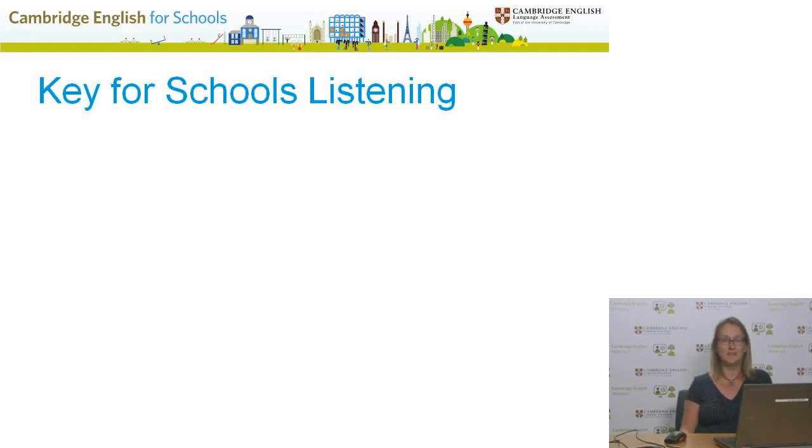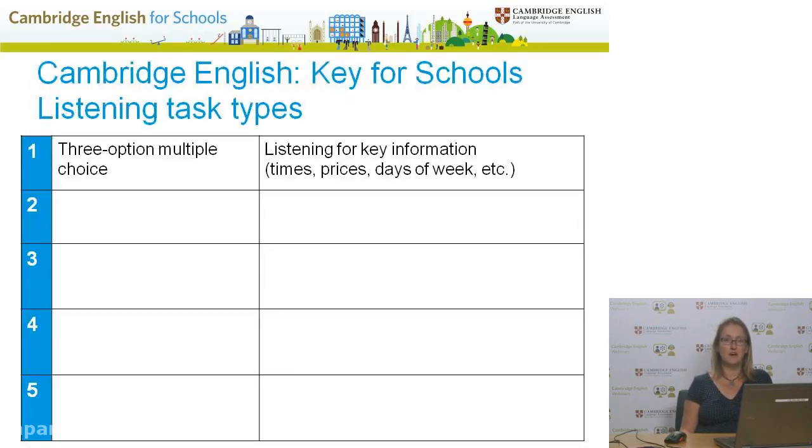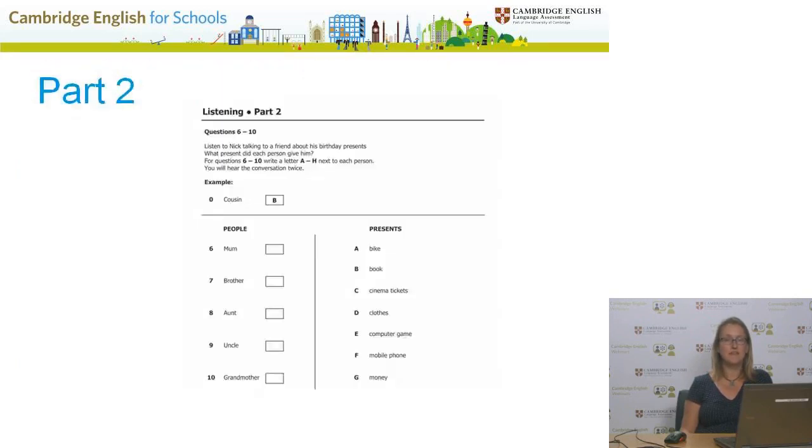We'll start by having a look at the Cambridge English Key for Schools listening paper. There are 5 tasks for Key for Schools listening. The first is a 3-option multiple choice in which candidates listen for key information in 5 short recordings. The second task is a matching task. Here's an example of this task.